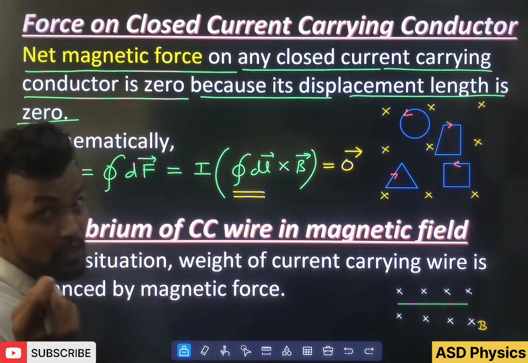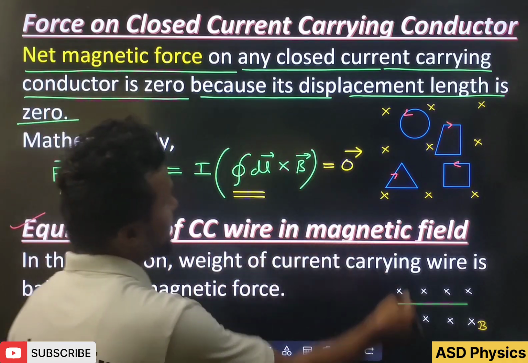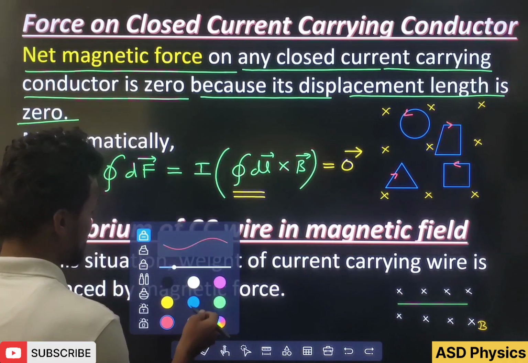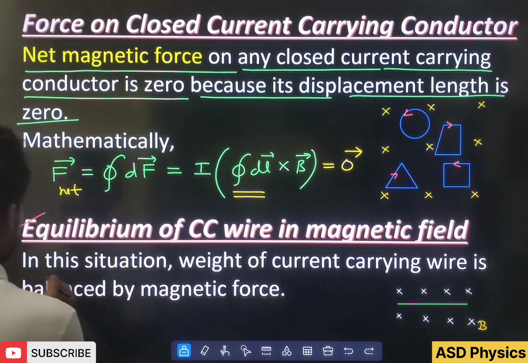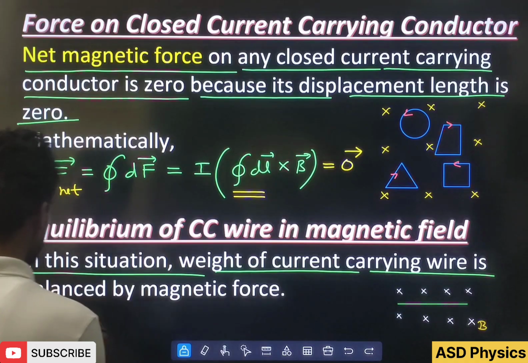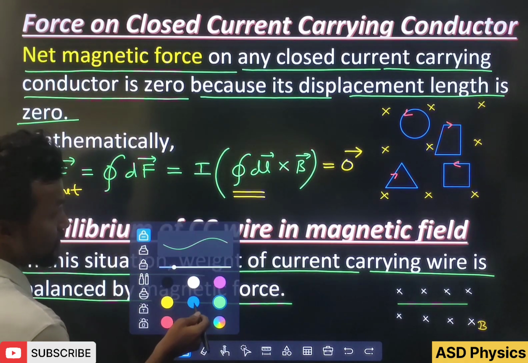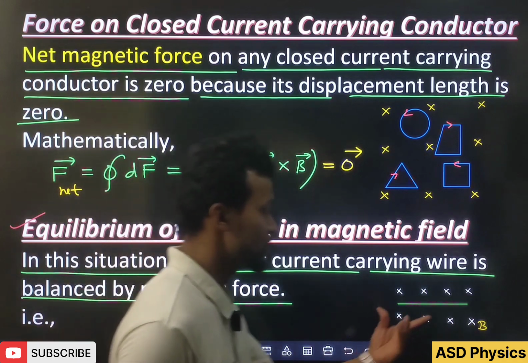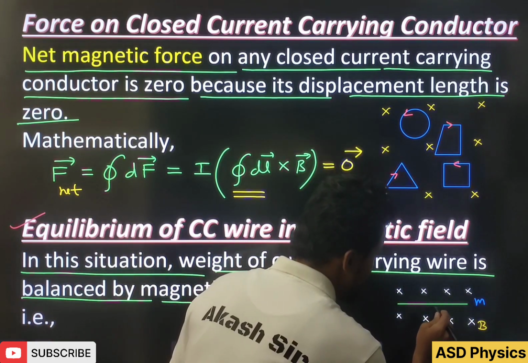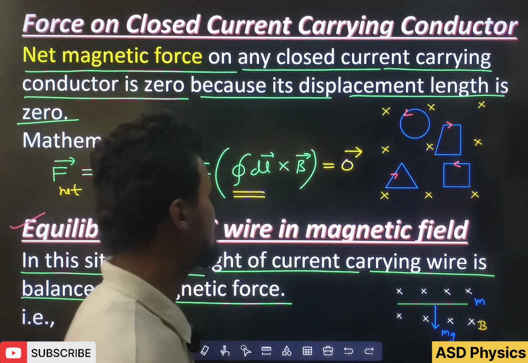Now let's see a very important topic: equilibrium of a current carrying wire in a magnetic field. Current carrying wire or current carrying conductor, both are the same. In this situation, the weight of the current carrying wire is balanced by the magnetic force. Let's take one wire having mass m. The weight will act in which direction? Downward, mg.